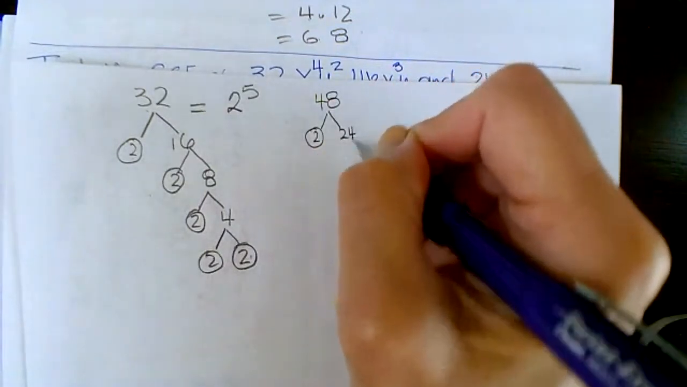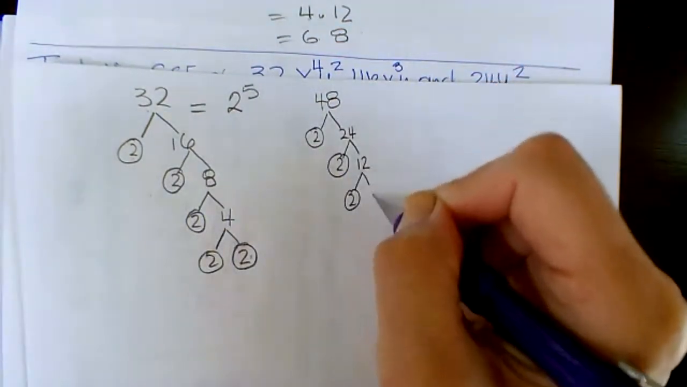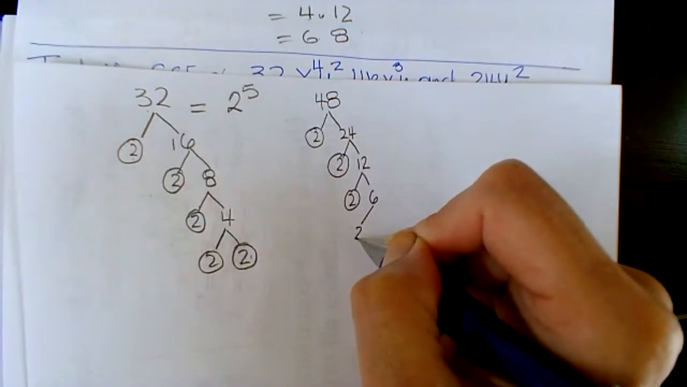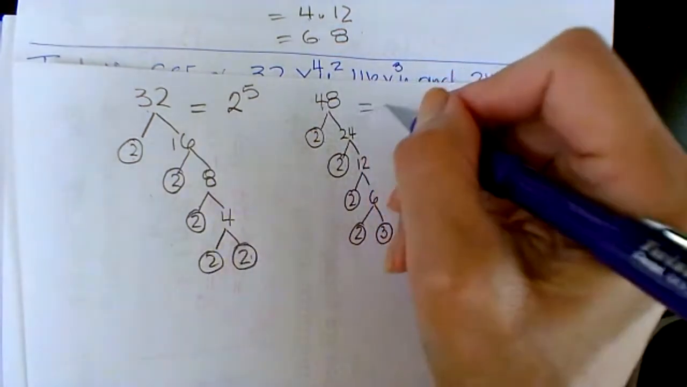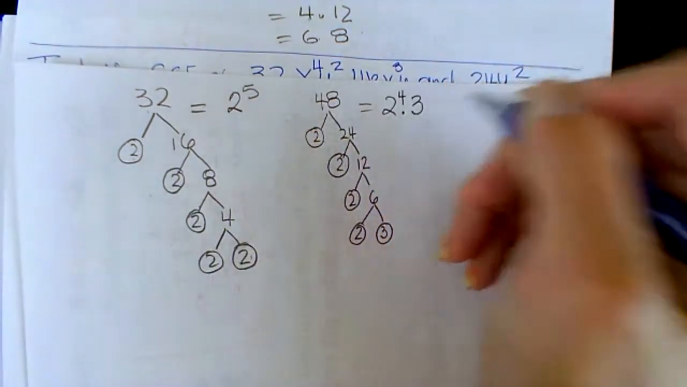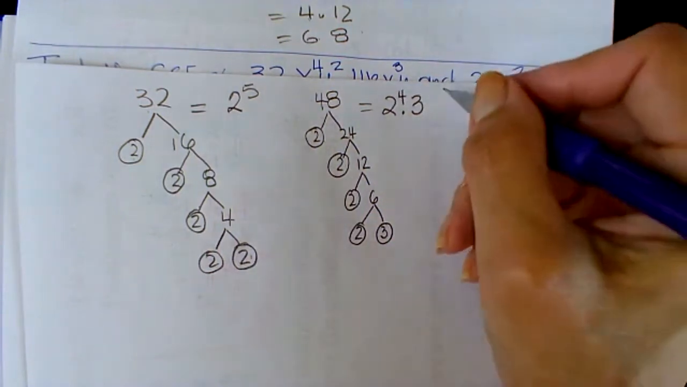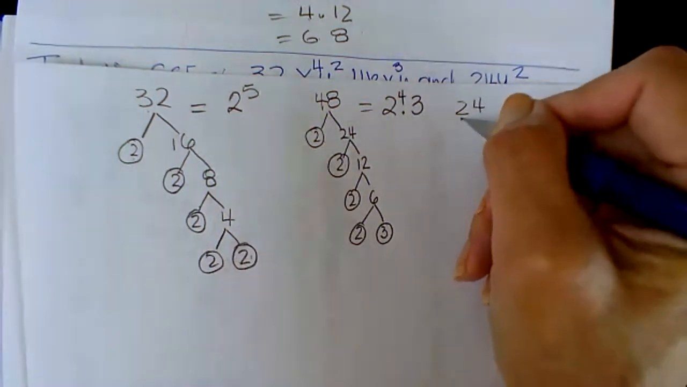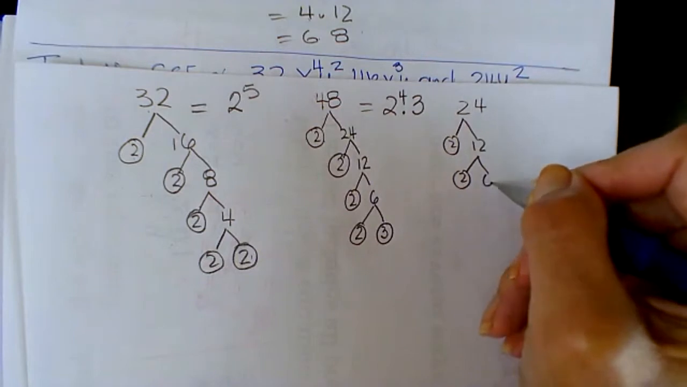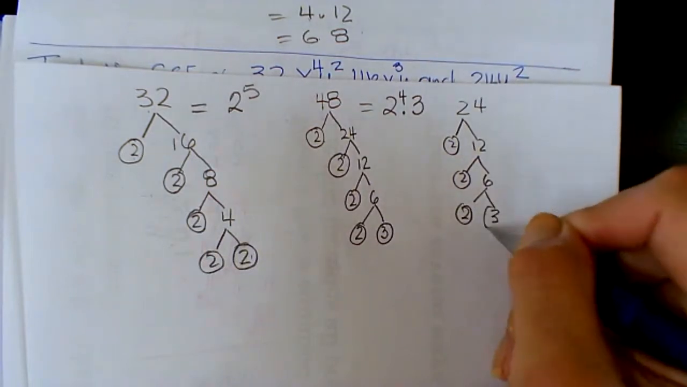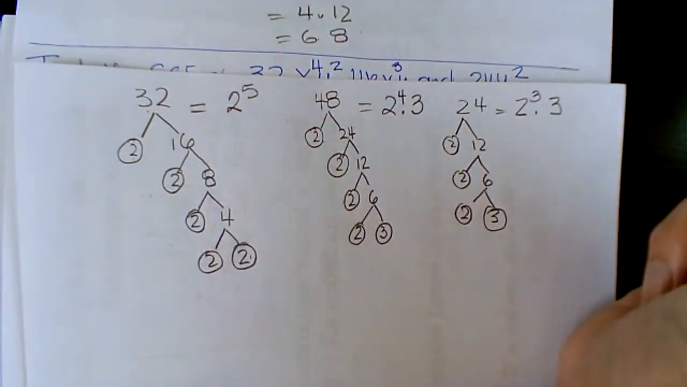The same when we do 48. Half of 48 is 24. Half of 24 is 12. Half of 12 is 6. And half of 6 is what? 3. 1, 2, 3, 4. So we have 2 to the fourth times 3. And if we were going to do 24, half of 24 is 12. Half of 12 is 6, and half of 6 is 3. So we have 2 to the third power times 3. Okay?